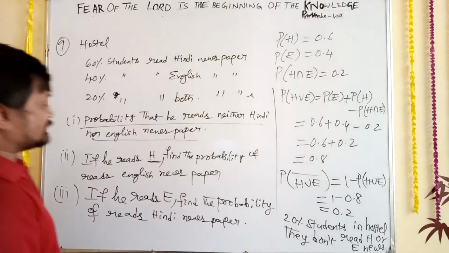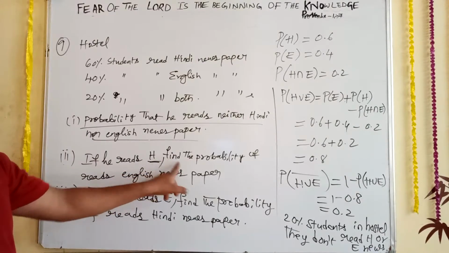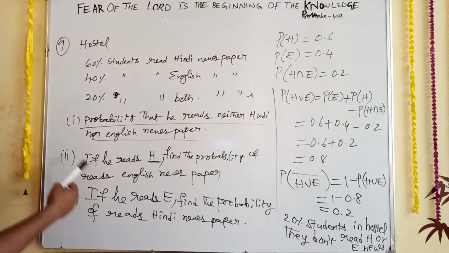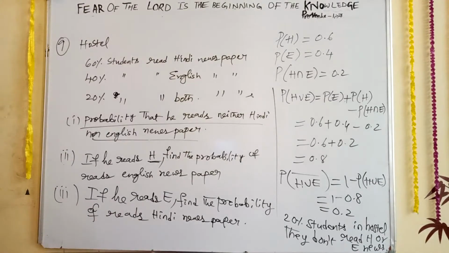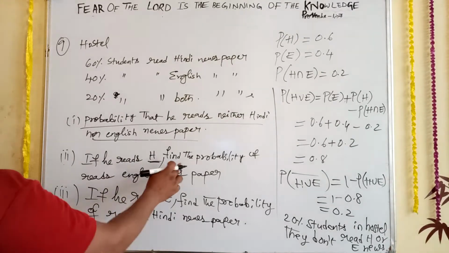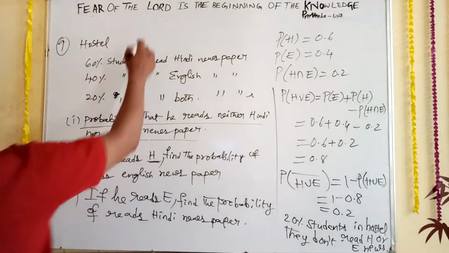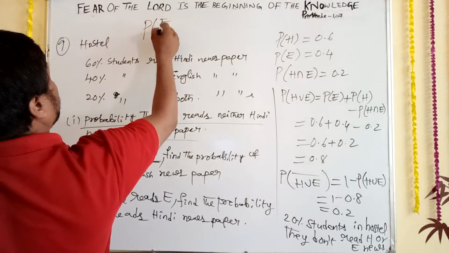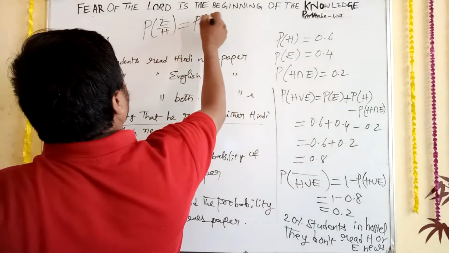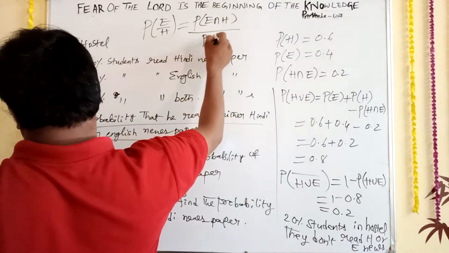So second one, what they said: if he reads Hindi newspaper, find the probability that he reads English newspaper. It is a very easy one, so you just concentrate on the formula I told you. Here probability of English newspaper given Hindi, so P of E given H is equal to P of E intersection H, or H intersection E, upon P of H.